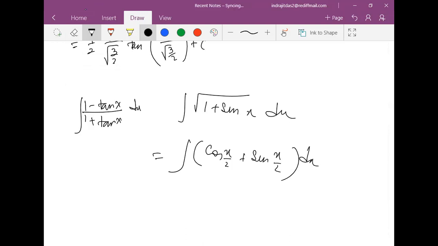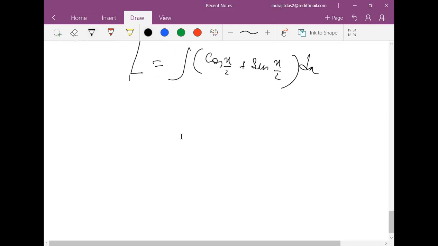I have not discussed without 2. If it is 2, then it will be cos x plus sin x whole square, root is removing that square term. This question I have discussed, but there was a 2. Then I have discussed something like sin x into cos x and sec x into cosec x, like that.